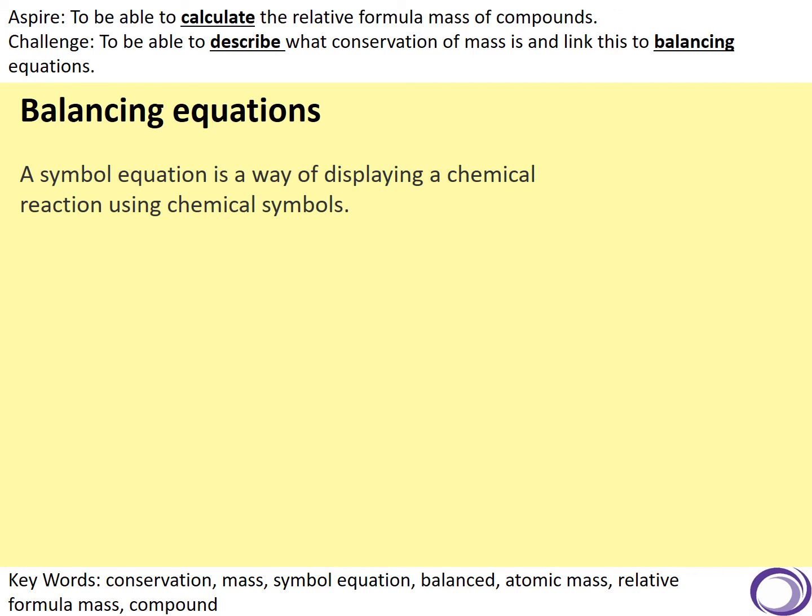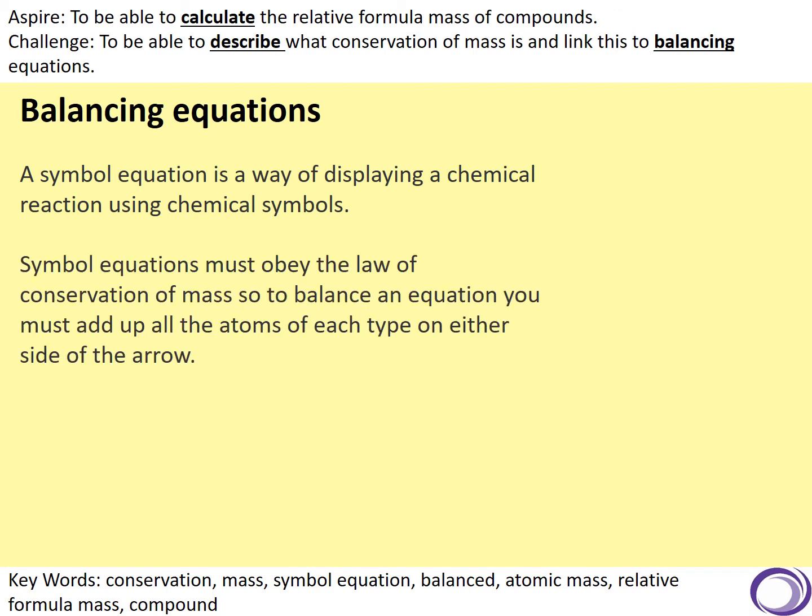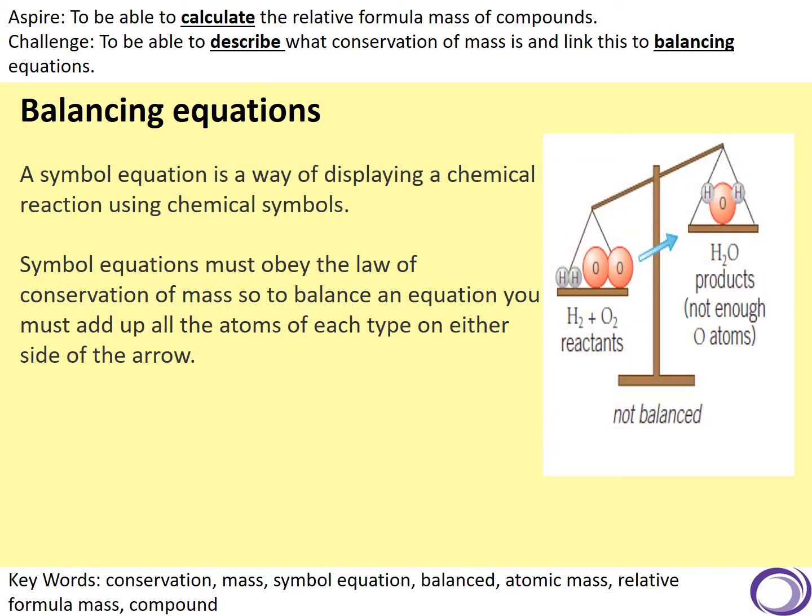Okay. So when we balance equations, a symbol equation is simply a way of displaying a chemical reaction using chemical symbols. It saves us writing out lots of great big names, and it also tells us what atoms are involved in that. So it must obey the law of conservation of mass. So when we balance an equation, you must add up all of the atoms of each type on either side of the arrow. And we can think about it in this example. That was the example that we looked at beforehand.